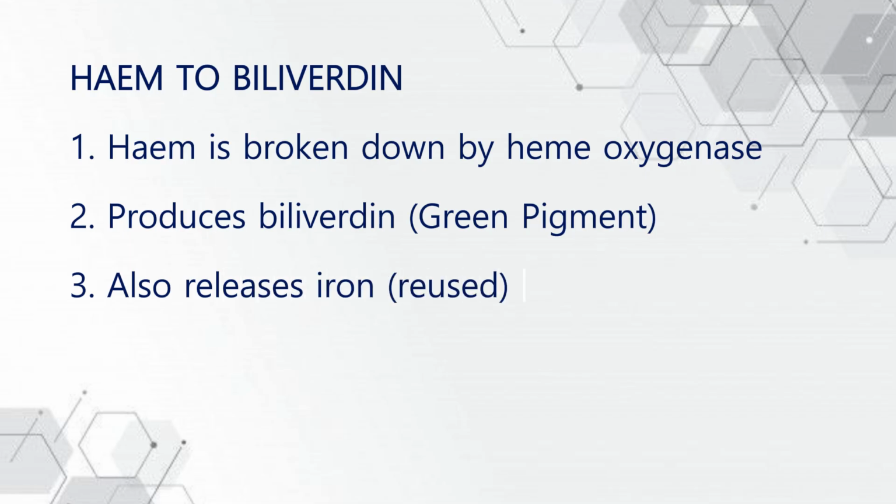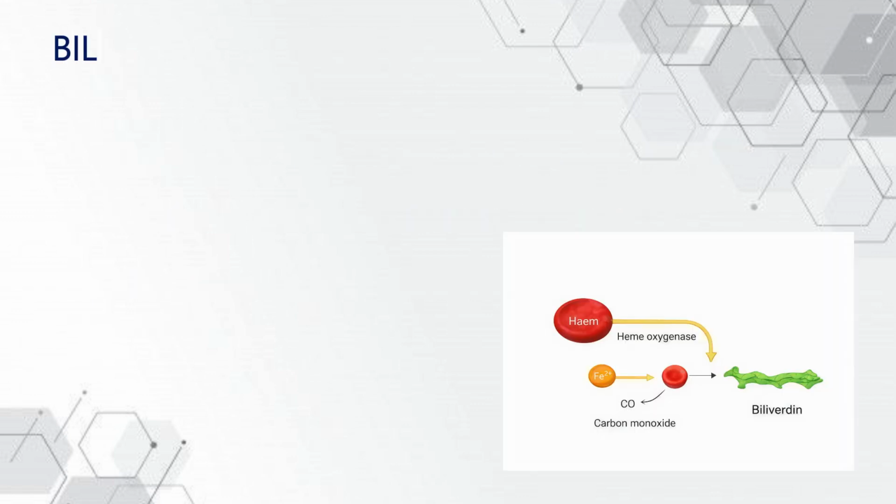During this process, three important things are produced. Biliverdin, the green pigment, later converted to bilirubin; iron, Fe2+, released and reused in the body for new RBC production; and 3. carbon monoxide, a small amount produced and released. This is the rate-limiting step in heme breakdown. It's also the only step in the body that produces carbon monoxide naturally.